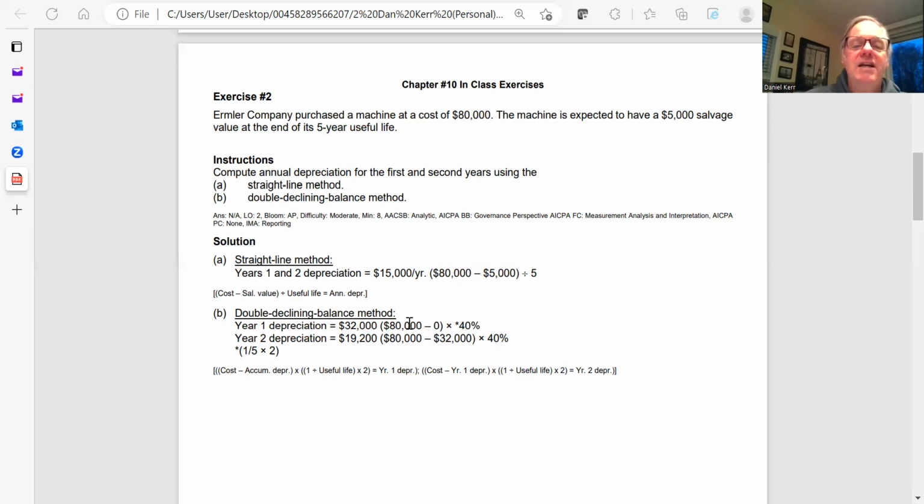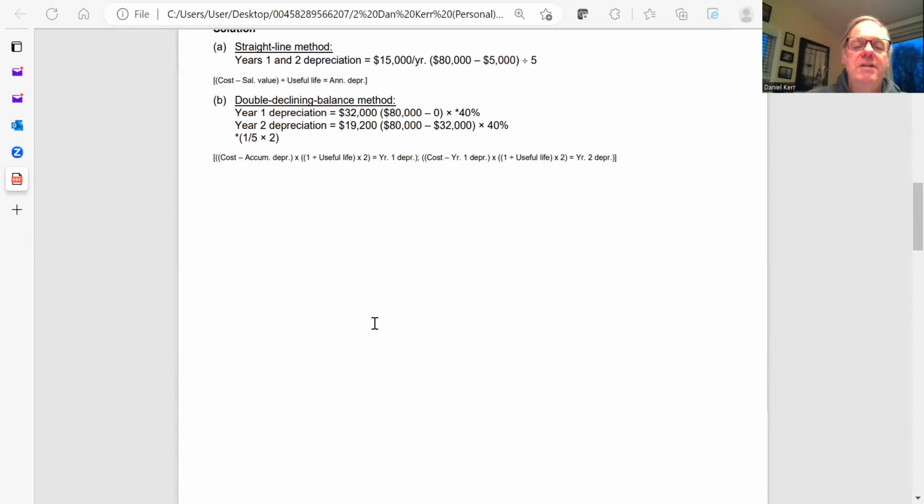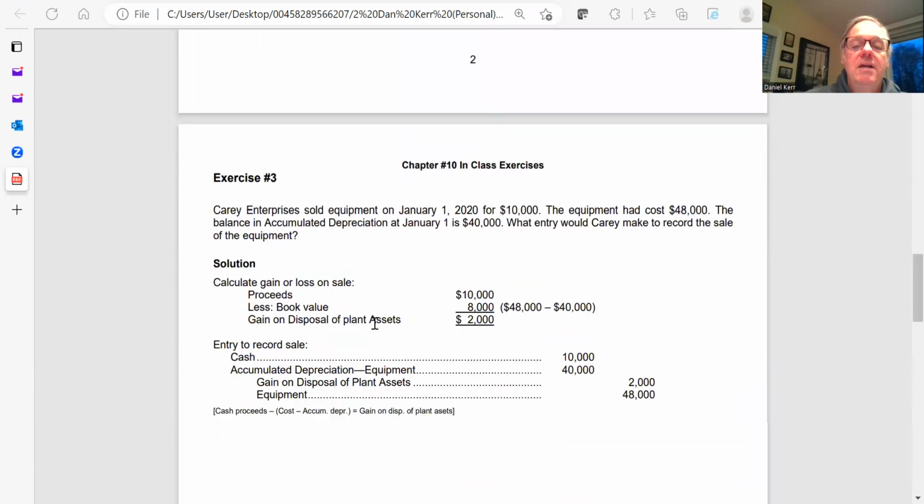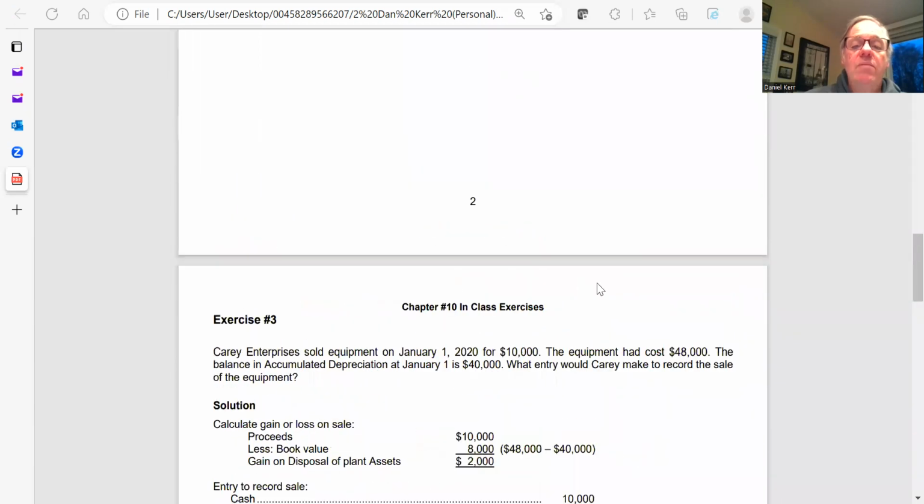All right, so that's straight line, that's declining balance. Number 3, here we have to recognize gain or loss on a disposal of equipment.